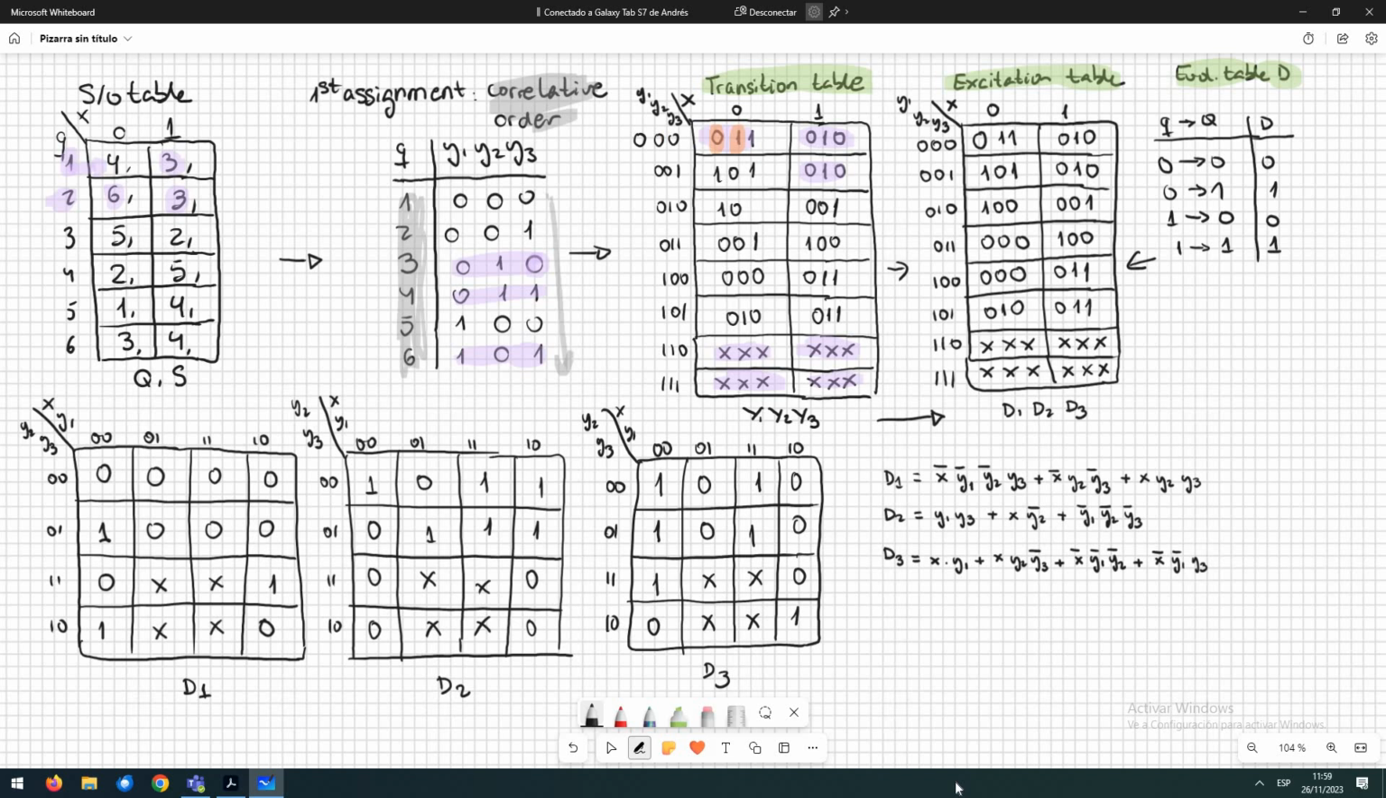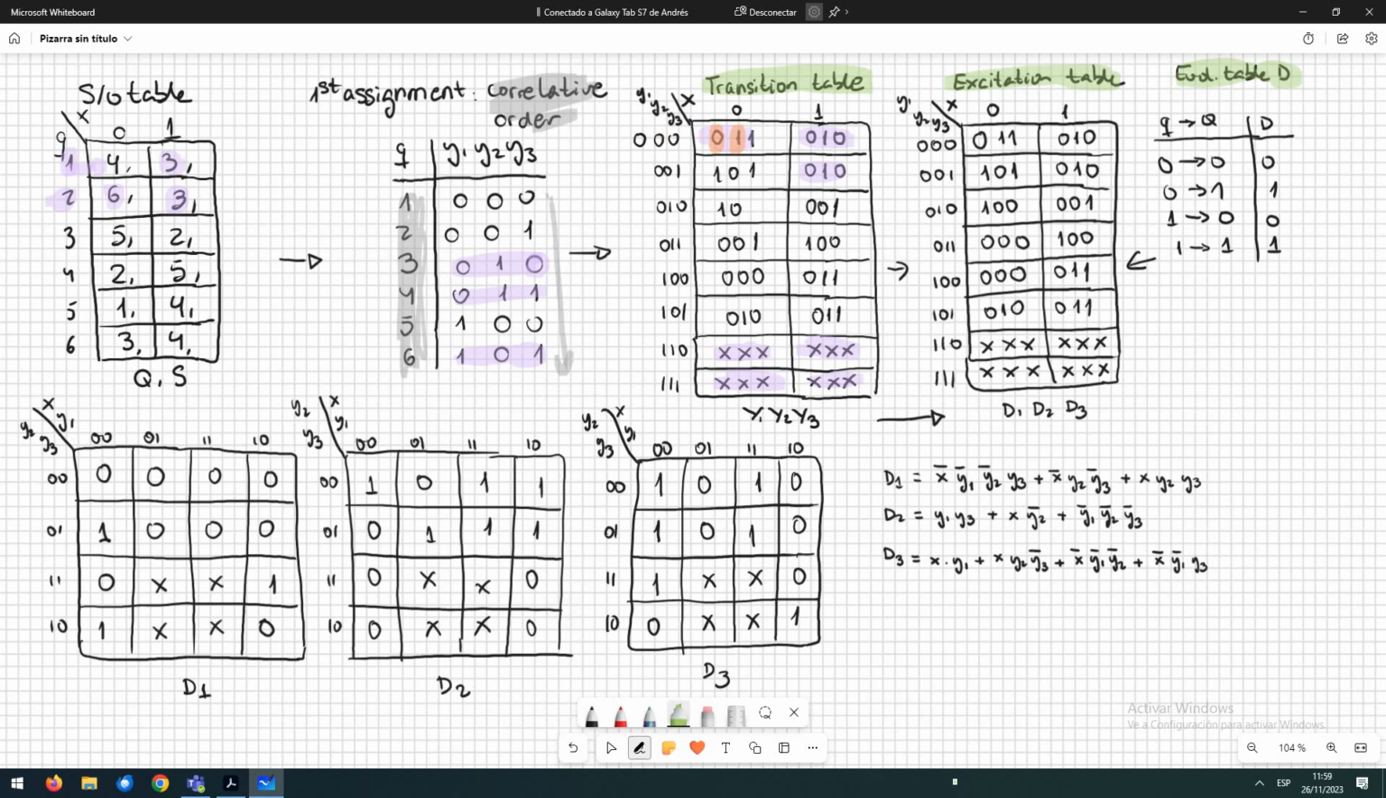If you have doubts about how I fill the Karnaugh maps using the excitation table, we are going to explain how I did it with the first Karnaugh map, with D1. In the Karnaugh maps we are going to have 4 variables, because we have one input, X, and 3 state variables, Y1, Y2 and Y3. So we are going to use all these variables in the Karnaugh map. For example, if we are here in this column, I'm going to use colors.